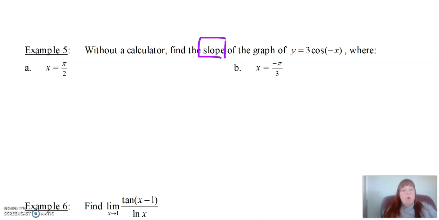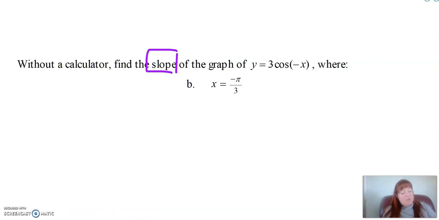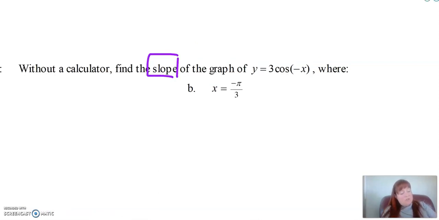So we need to find the derivative of this function, and then we need to find the value of that derivative at each of these points, right? At x equals pi over 2 and x equals negative pi over 3. So let's find the derivative of this function first. This function is y equals 3 cosine of negative x.